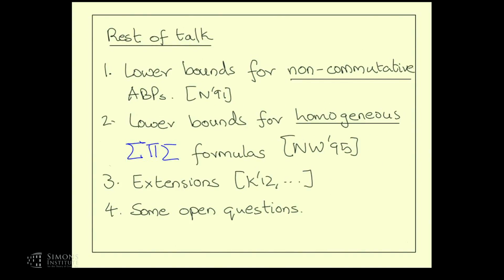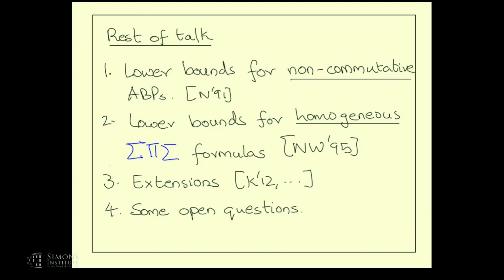As I said, I'm not going to prove lower bounds for general ABPs or formulas. I'll prove lower bounds for restricted models, and these models are going to be restricted in different ways. The first model I'll consider is non-commutative ABPs. This is something that Christian briefly mentioned in the morning, and I'll go through it. And we look at Nisan's lower bound, again something that Christian briefly mentioned but didn't completely describe. Then I'm going to talk about homogeneous sigma pi sigma formulas.